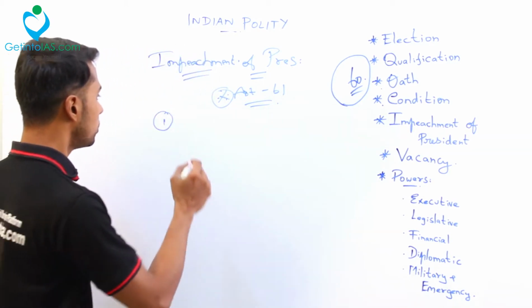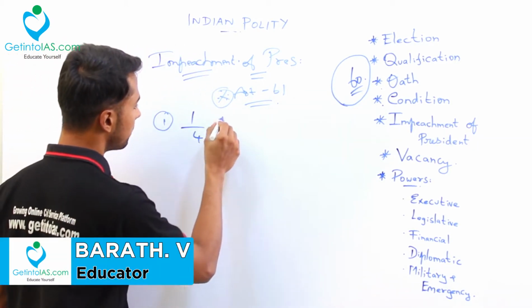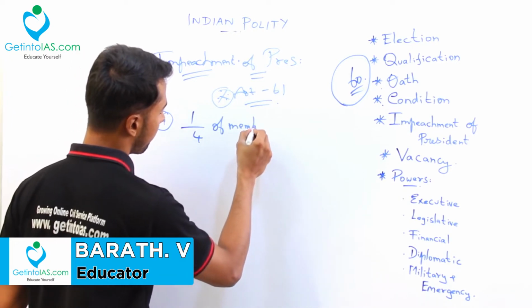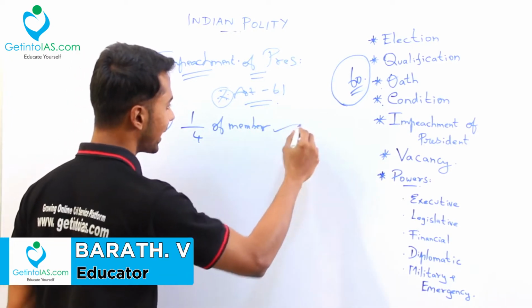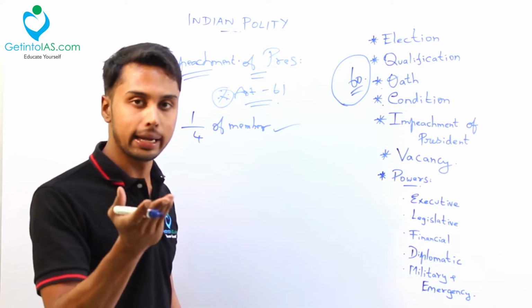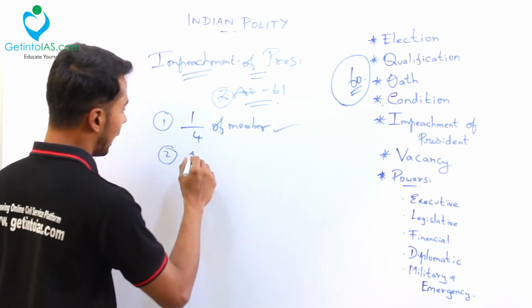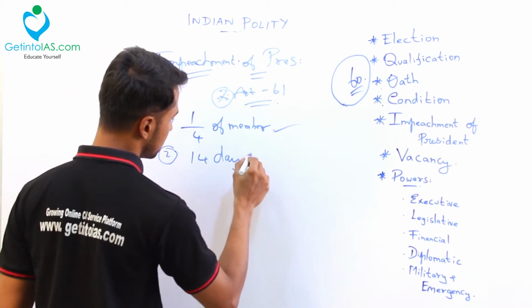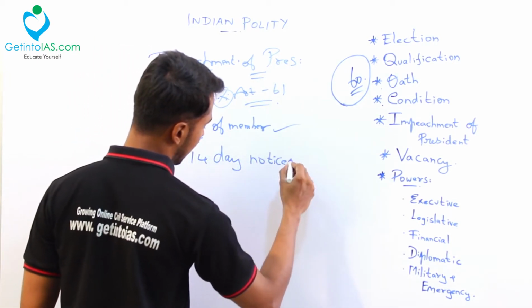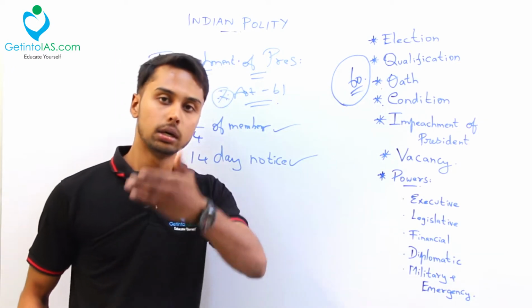That bill should be supported by 1/4 of the members. 1/4 of the members should sign that bill. After that only, that bill can enter the Parliament. That is the first step. The second step is a 14-day notice. A 14-day notice should be given to the Parliament.